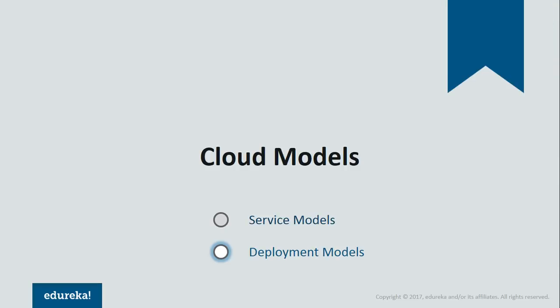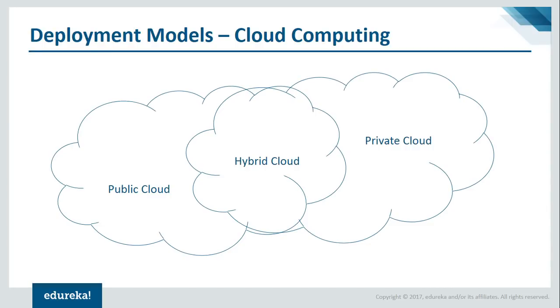Then come the deployment models. So what are deployment models? Deployment models are basically of three kinds. You have the public cloud, you have the hybrid cloud, and then you have the private cloud, right? So what is the difference between these three? Public cloud is basically when you're sharing your server with a host of different people, right?